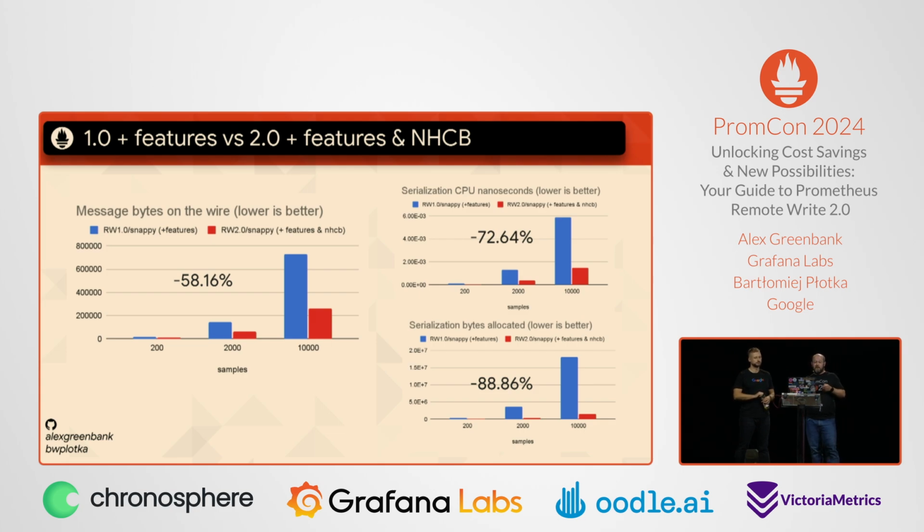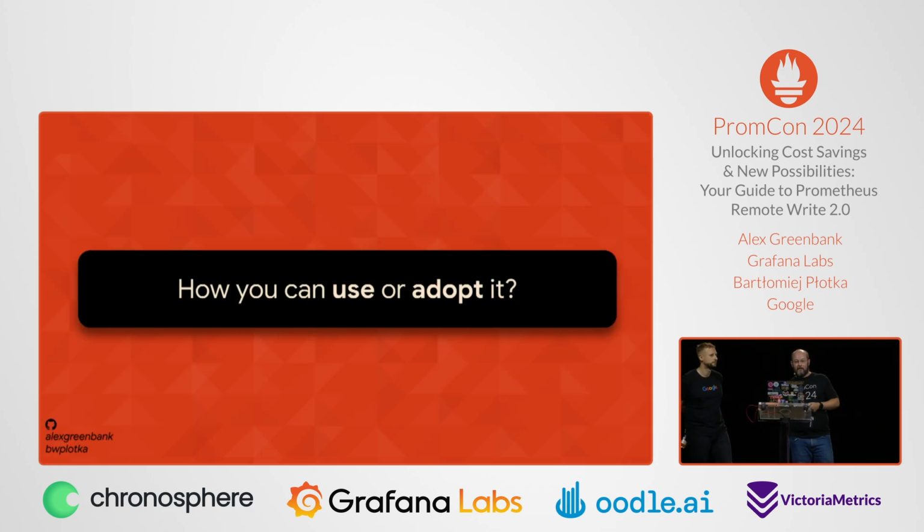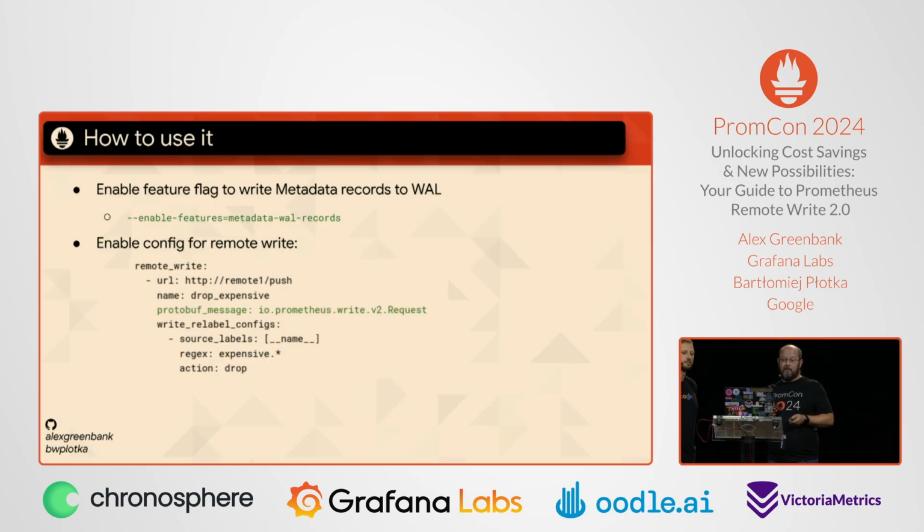String interning bought us considerable headroom to add new features, and that means there's room to add even more in the future. So, what do you have to do to use it? It's pretty simple. The configuration changes are simple. You just have to provide a feature flag to let Prometheus know to use the WAL for the metadata, so the storage system has the data to work with. Then, as you can see here, you just need to tell Prometheus that a specific remote write target should use the V2 protocol rather than defaulting to 1.0.